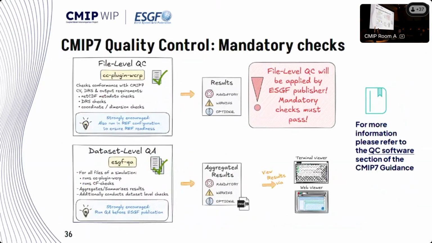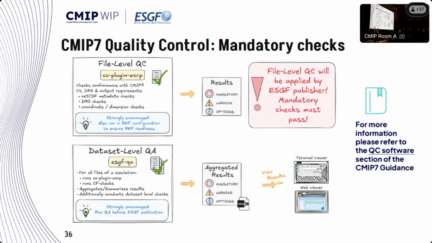Yeah, also the quality control is mandatory, and there is a file-level quality control applied by the ESGF publisher when you hand your data over to the ESGF data node admin for publication. Each file will be checked with a certain quality control tool, and when a file does not pass the mandatory checks, then it will be denied access to the ESGF. We have a new file-level QC tool available for that.